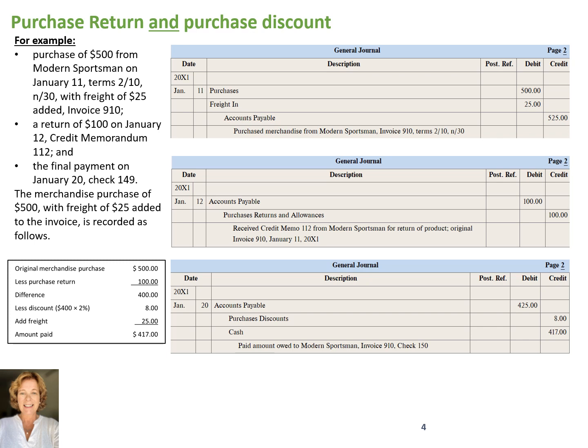Now we're ready to record payment on January 20th within the 2/10 payment terms. First, let's figure out how much has to be paid. We take the original invoice of $500 and deduct the return of $100. Then we deduct the purchase discount of 2%, or $8, and finally add the freight. We record the transaction with a debit to accounts payable for $425, a credit to purchases discounts for $8, and a credit to cash for $417.